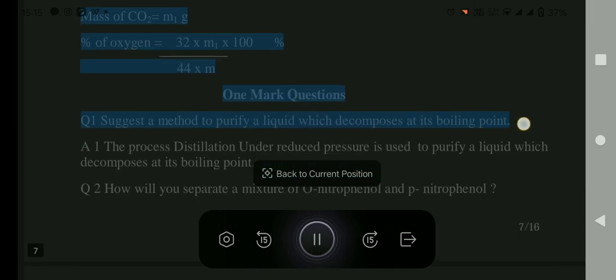Two mark questions. Q1: Suggest a method to purify a liquid which decomposes at its boiling point. A1: The process of distillation under reduced pressure is used to purify a liquid which decomposes at its boiling point. Q2: How will you separate a mixture of o-nitrophenol and p-nitrophenol?